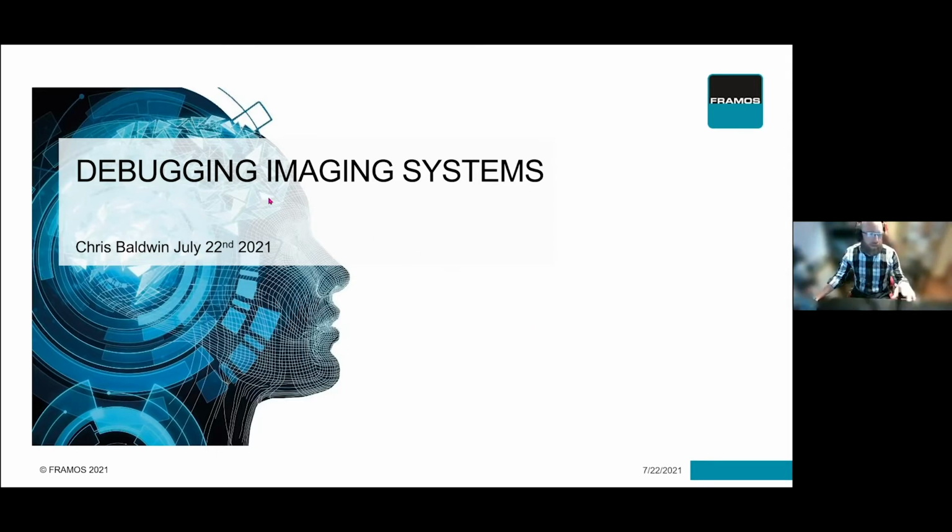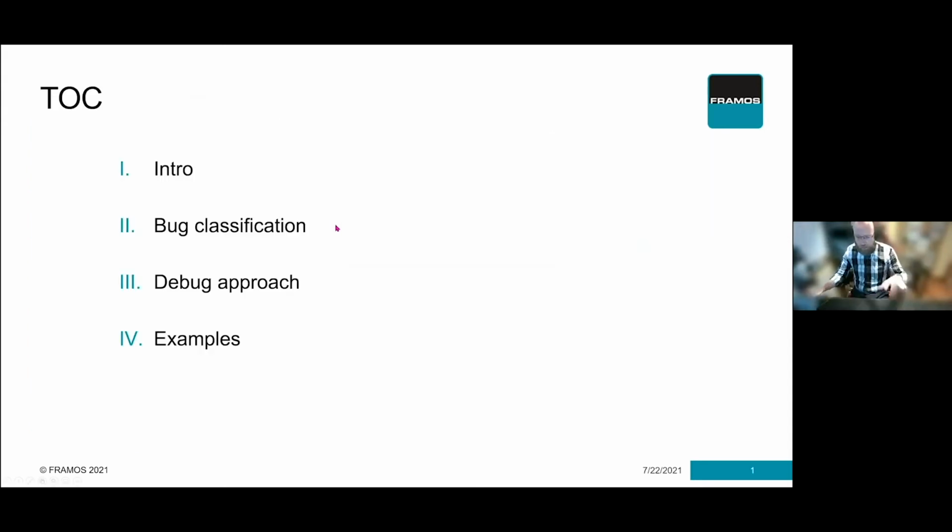So just to go through, we're going to have a quick introduction. Very clearly, I want to classify what bugs are, just to try and put them into different sections, because each classification of bug has a different approach to it. Do you break out the oscilloscope? Do you go back to the reference manual, etc.?